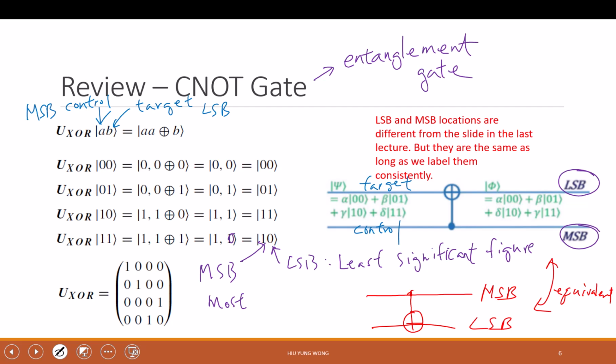Is that okay? Right? The only difference is just this one I stand upside down, and this one I do stand upside down to look at it. The circuit doesn't change. Still, MSB controls the LSB. Of course, you can also have LSB control MSB. That is also okay. Then your matrix will be completely different. Right? So you need to be very careful about this. We will look at this later when we look at swap gates, etc. How to implement a swap gate by using control NOT gate. But is that okay? Did I answer all your questions?